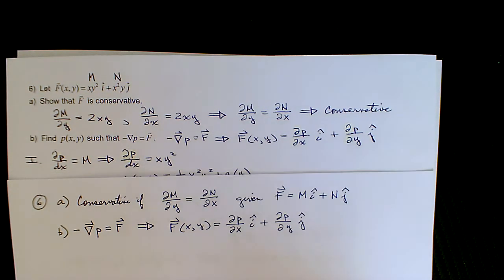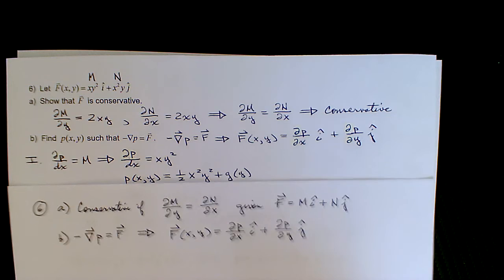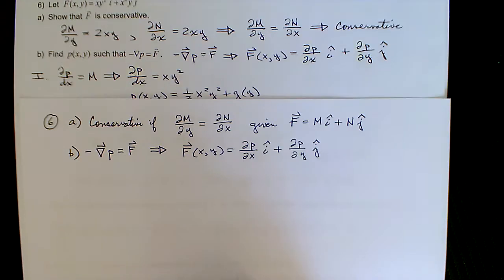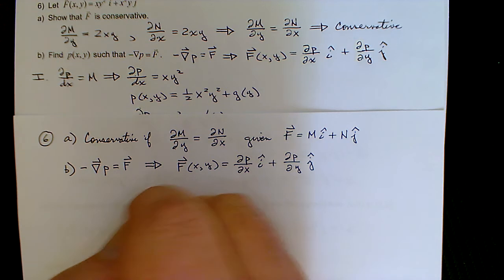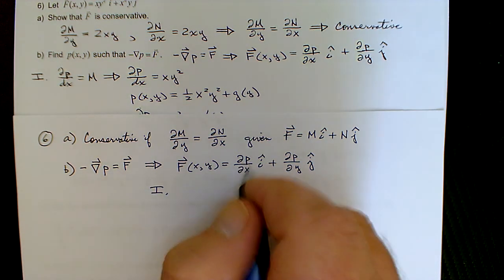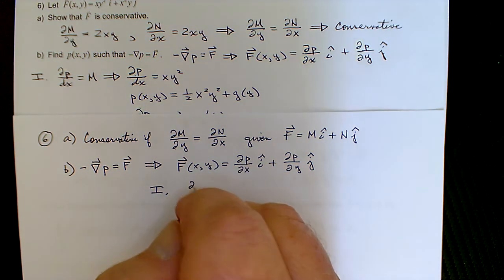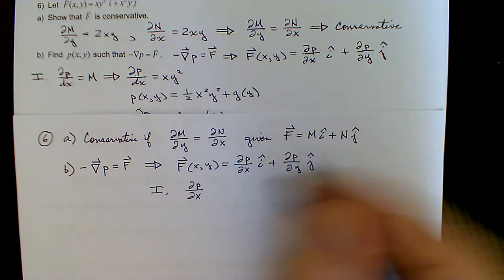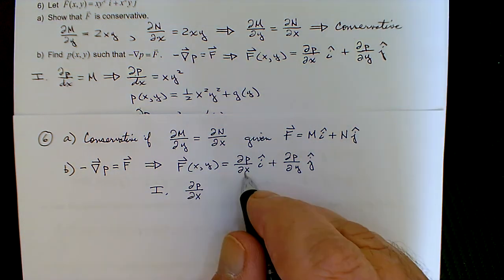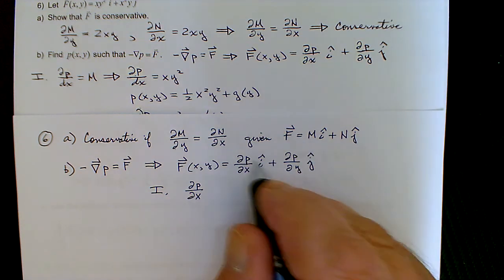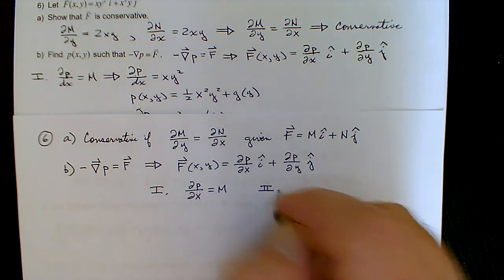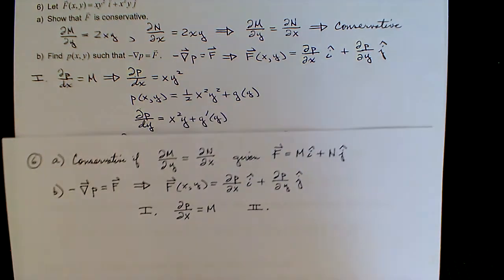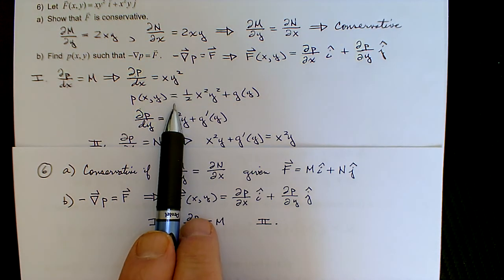So what we do is, I wrote these out with Roman numerals. You can look back at the video corresponding to this. But we basically have two main conditions. The first condition is to impose, in our search for p, that dp dx, because f is equal to mi plus nj, and as well these partials, it follows that the partial of p with respect to x has to equal m. And so you can see what we did there was we set that to be true. We integrated with respect to x to find p.